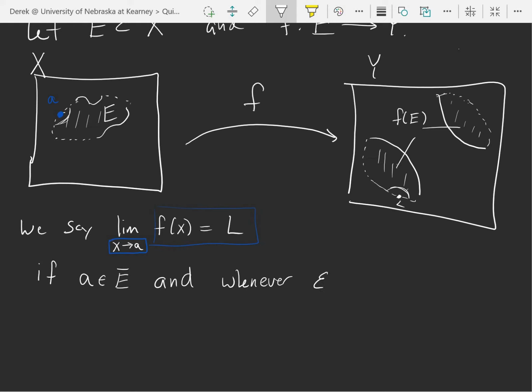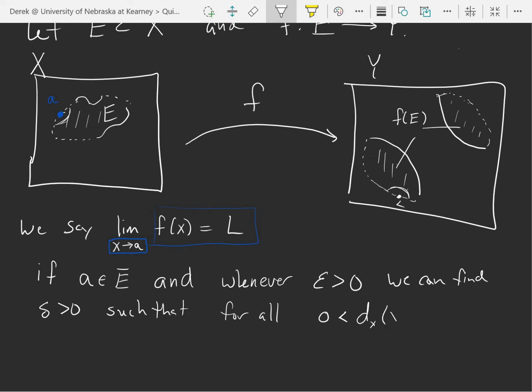And whenever epsilon is bigger than 0, we can find delta bigger than 0, such that for all x with 0 less than the distance from x to a less than delta, we have that the distance from f of x to L is less than epsilon.